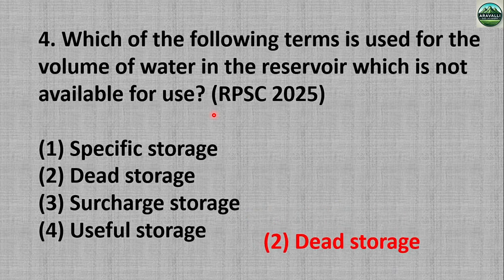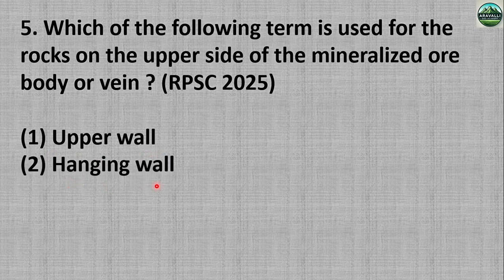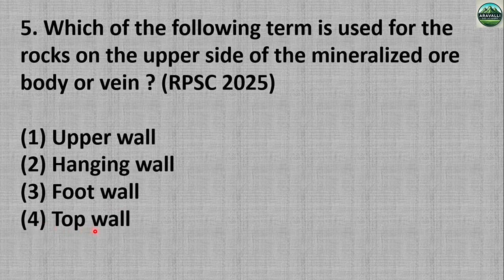Okay. Next one: which of the following terms is used for the rock on the upper side of the mineralized ore body in the vein? Option 1, upper wall. Option 2, hanging wall. Option 3, foot wall. Option 4, top wall. So which one is the correct answer? The correct answer is the hanging wall.